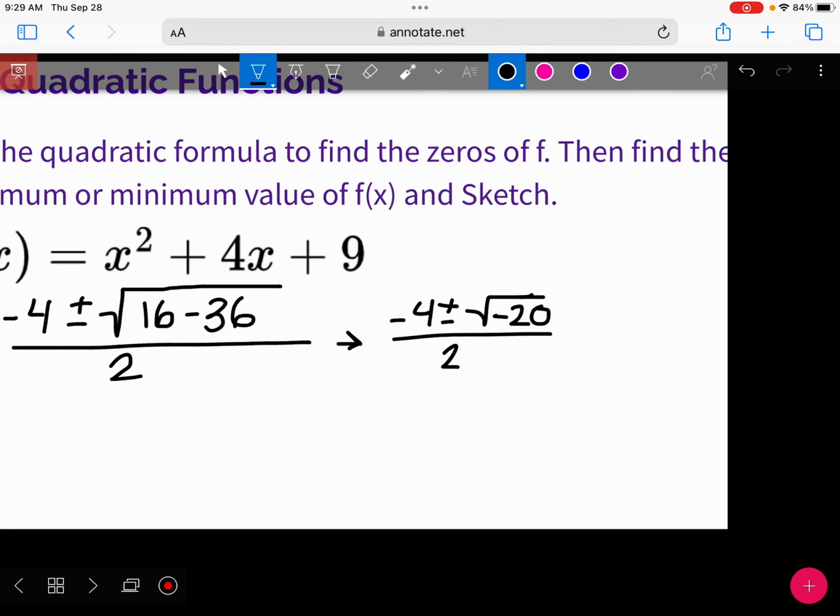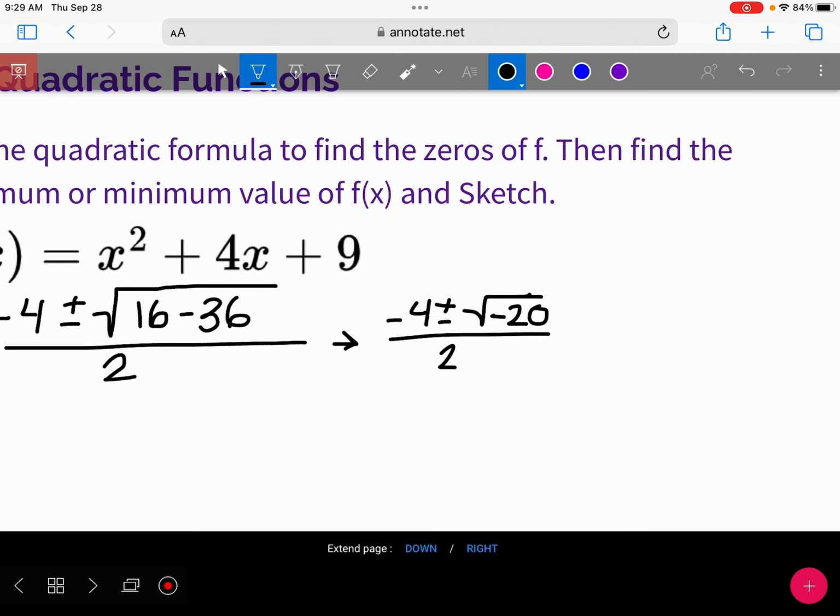All right, so what are our roots? Simplify this the rest of the way. What do we get?